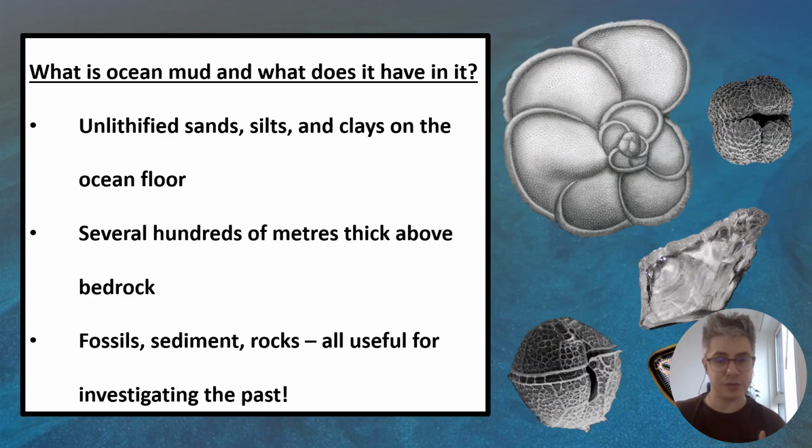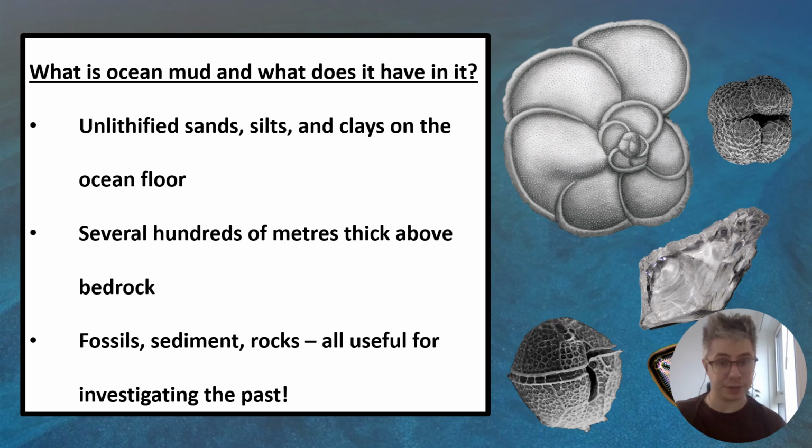So what is ocean mud and what does it have in it? Well, ocean mud is just unliquefied sands, silts and clays, and it sits on the ocean floor. When we say unliquefied, we just mean it has not turned to stone. These can be several hundreds of meters thick.